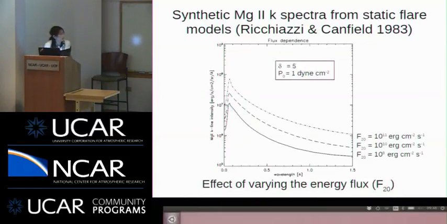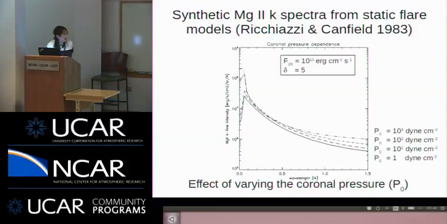The next slide shows the effect of varying the energy flux of the electron beams. As expected, the electron beam with a larger energy flux will give stronger magnesium emission. And this one shows the effect of varying the coronal pressure. We can see the stronger the coronal pressure, the stronger the emission in magnesium lines.